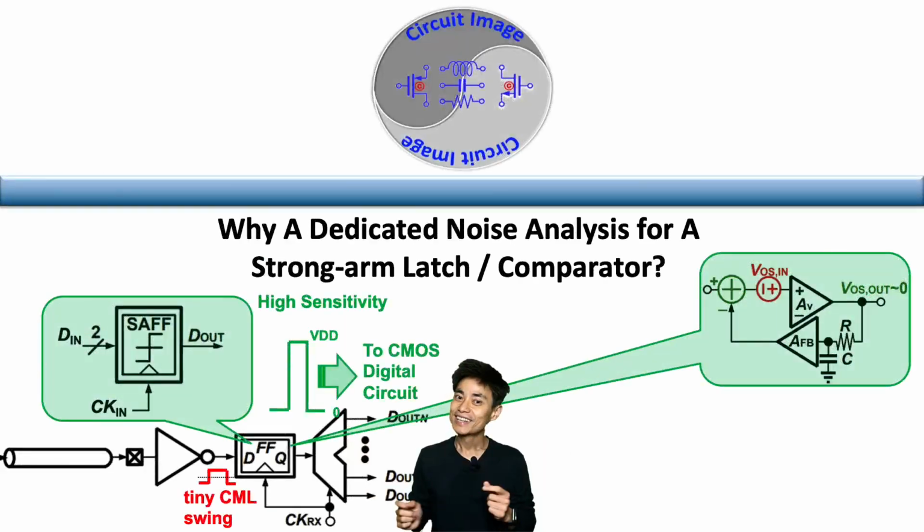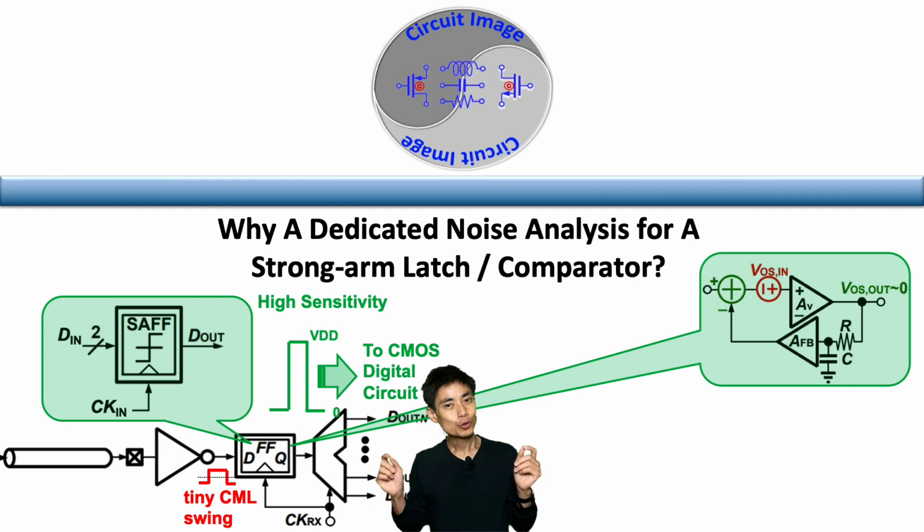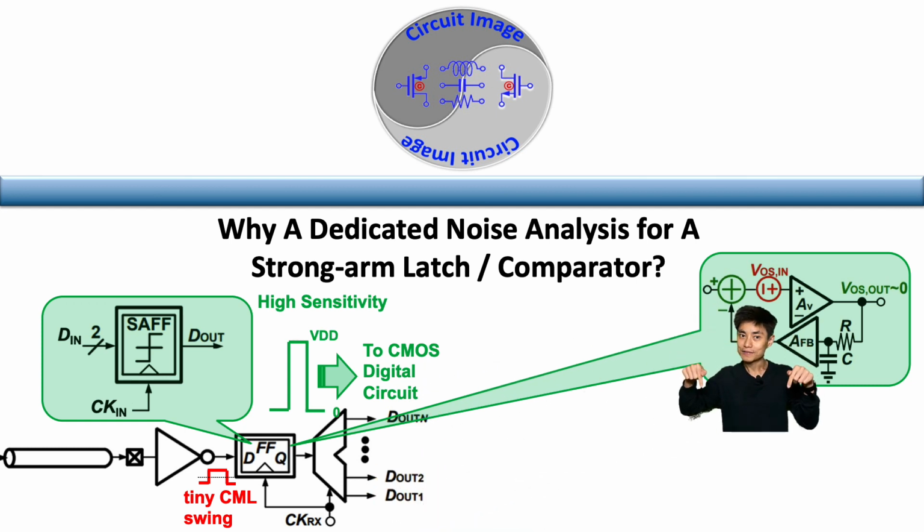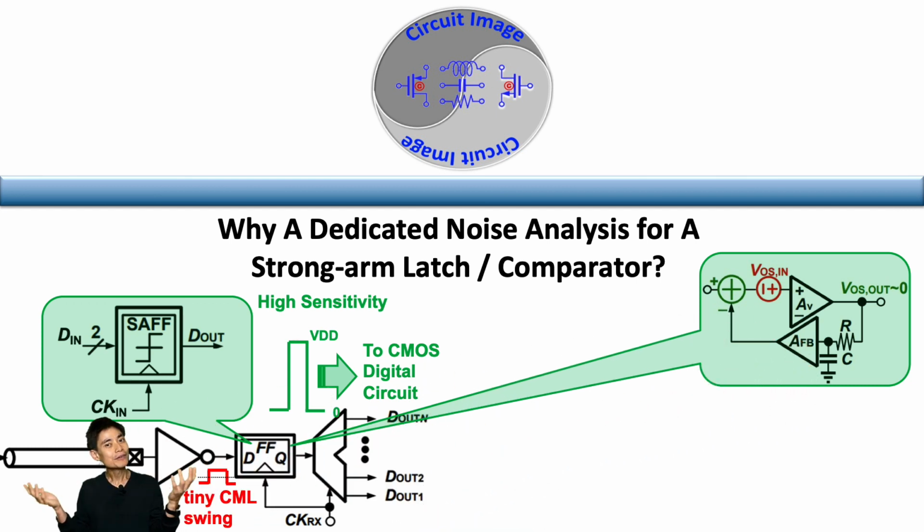We've discussed that high sensitivity was a must for a sampler, which includes a low DC offset, but we never talked about the sampler's intrinsic noise. When should we start to look at the sampler noise carefully? Why should we even need a dedicated noise analysis for a sampler, such as a strong-arm latch comparator?